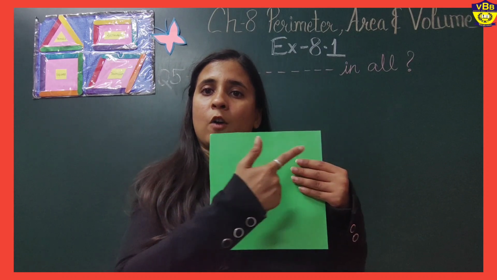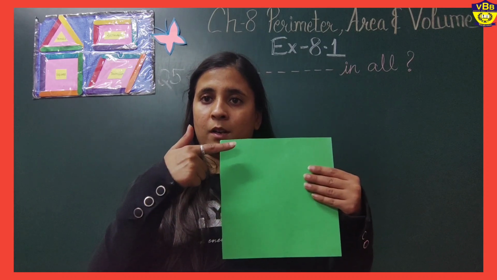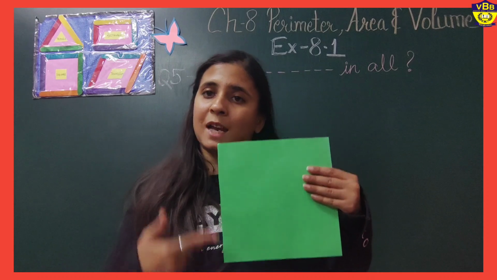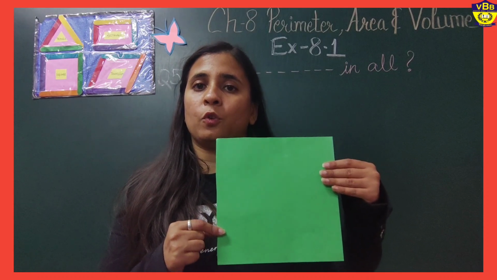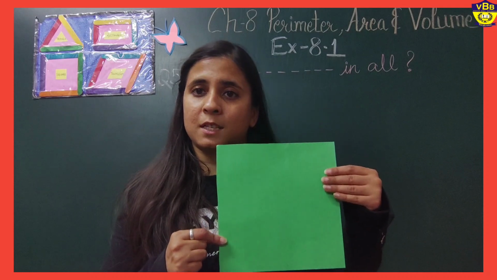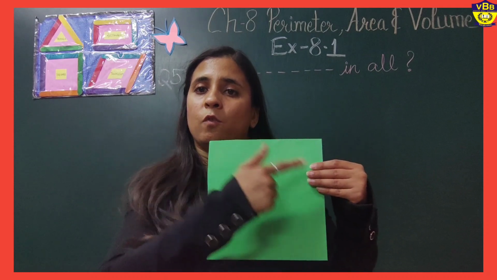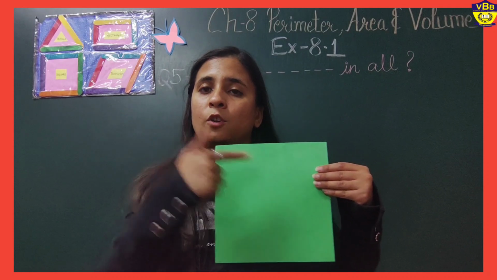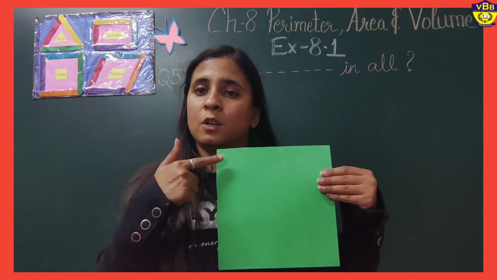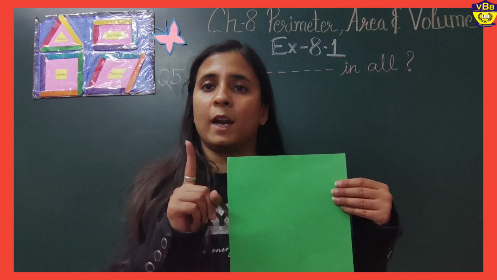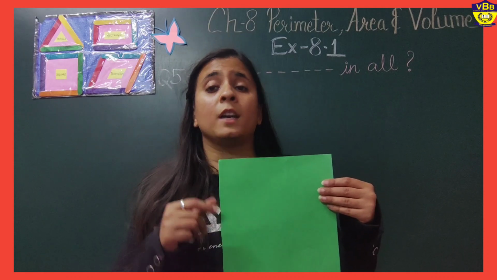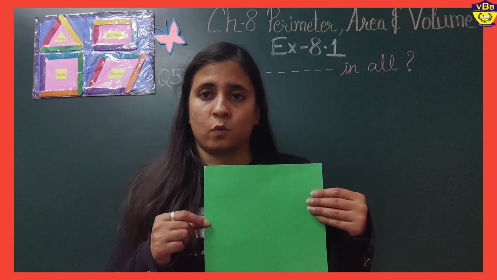When he walked around it one time, around means all the four sides he has covered. So if we want to know how much distance he has covered in one round, we are going to find the perimeter of the square. Then it says that he has not walked only one time. He has walked 6 times around the square park.